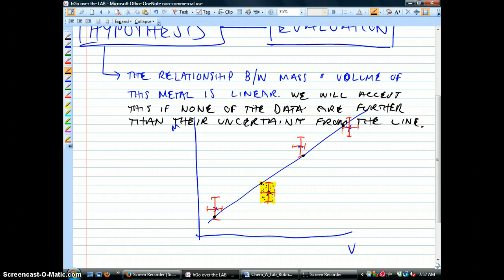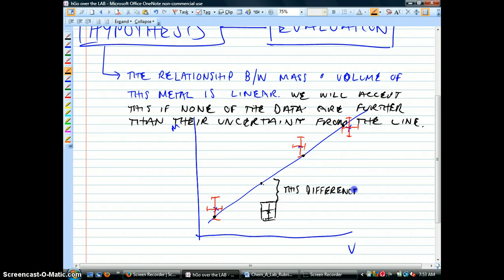So, now why do we say that? I say none of the data are further. Let me draw one down here. So let's say that one of the data points was down here. Okay, good. So there's no chance that this true value was on the line. Another way of saying that is that this difference between the line and the data cannot be explained by random error. It cannot be explained by the measurement uncertainty. There must be another explanation.